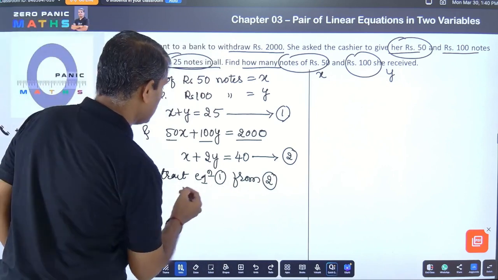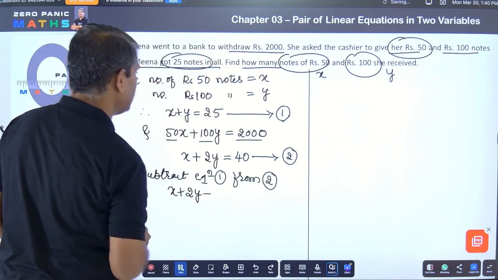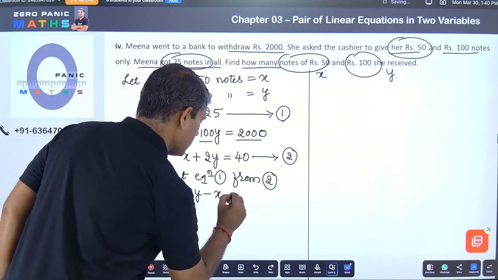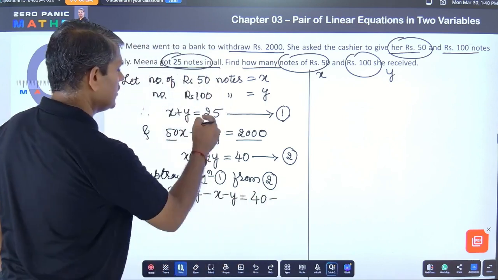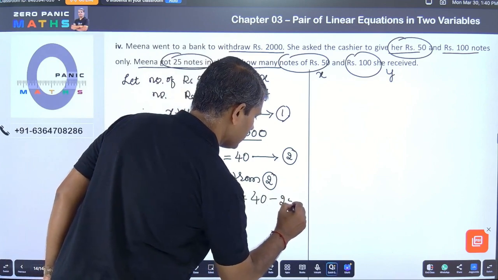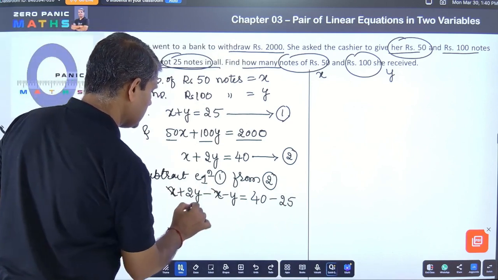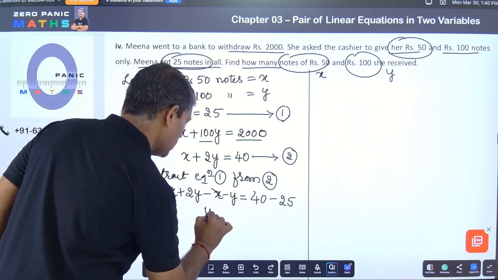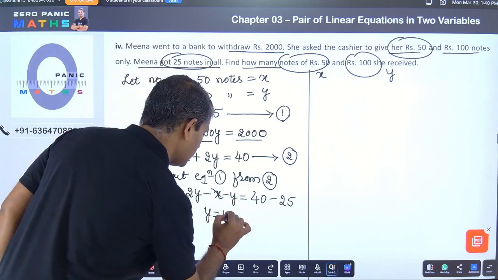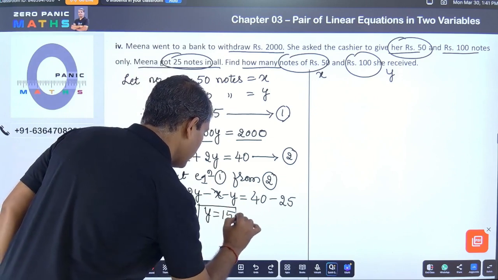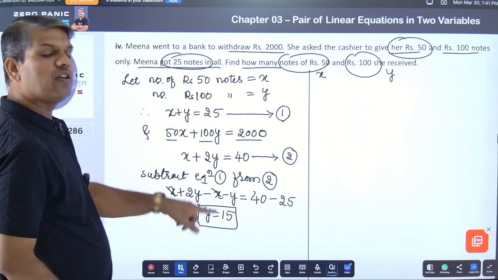What will it give me? x plus 2y minus x minus y is equal to 40 minus 25. So x cancels. 2y minus y is equal to y, and 40 minus 25 is 15. So the y value, which is the number of 100 notes, is 15.